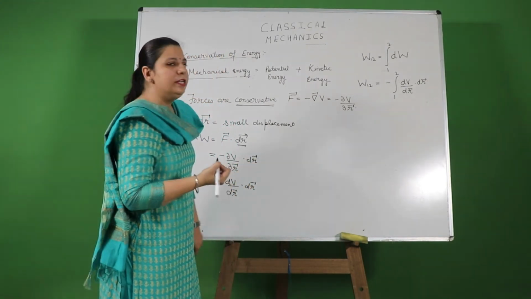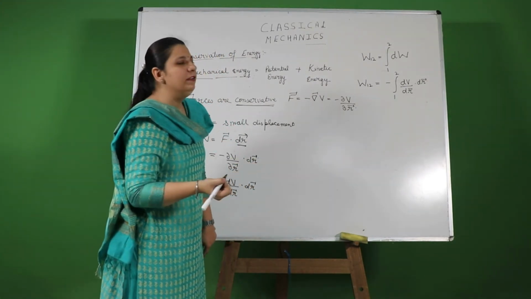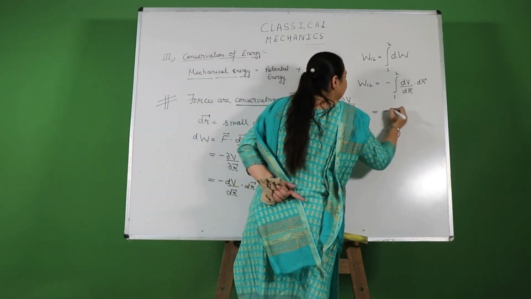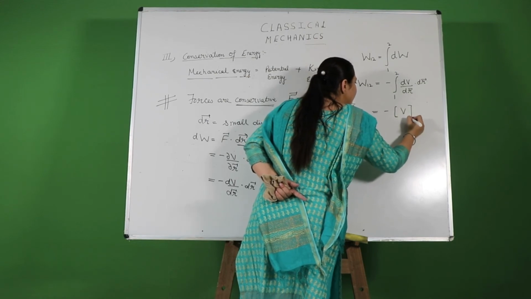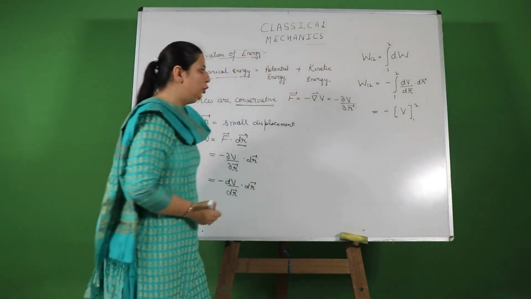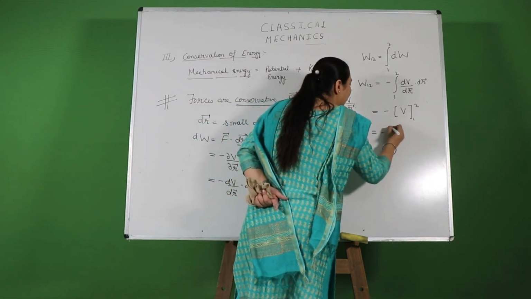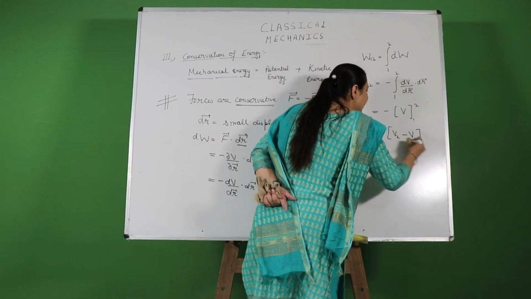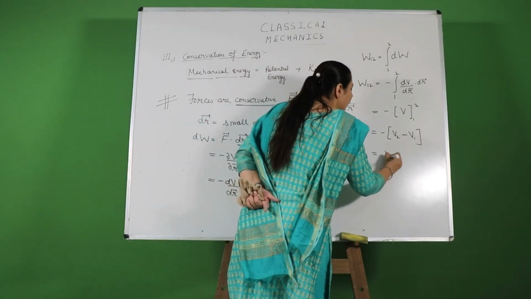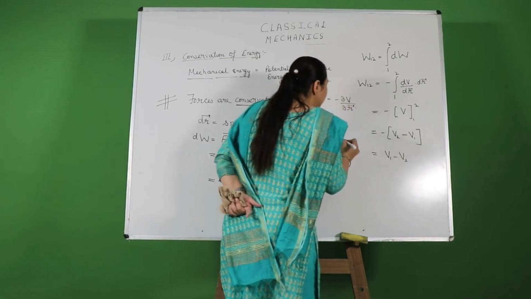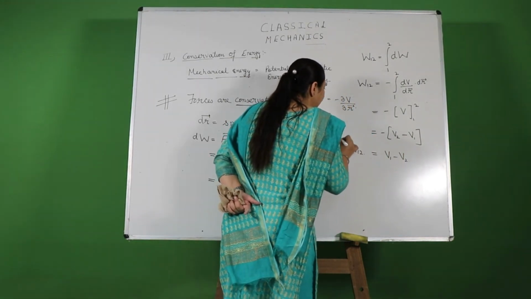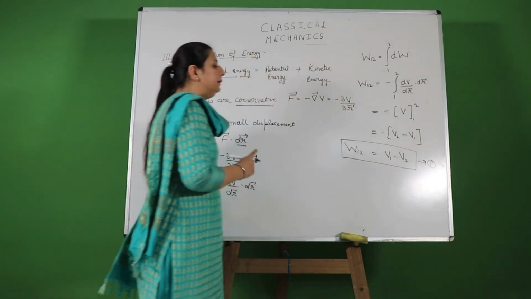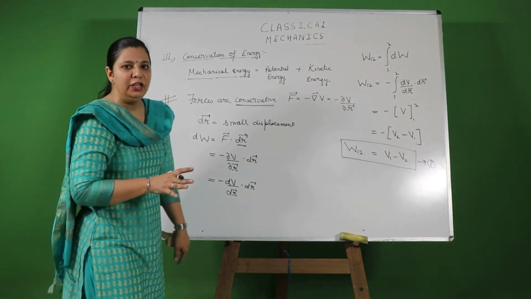Now the integral is with respect to position vector r, and the derivative is with respect to position vector r. They both will cancel out and I will be left with my function only, V, which is to be evaluated at 1 and 2. So what will this give me? Minus potential energy at 2 minus potential energy at point 1, or V1 minus V2. This is my work done in terms of potential energy.